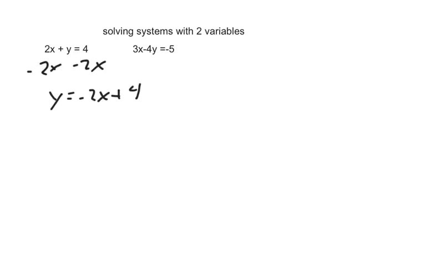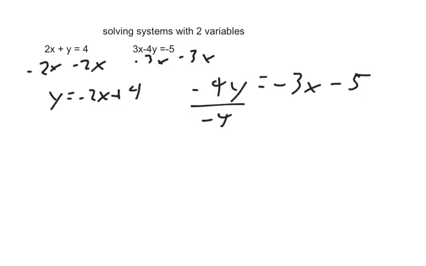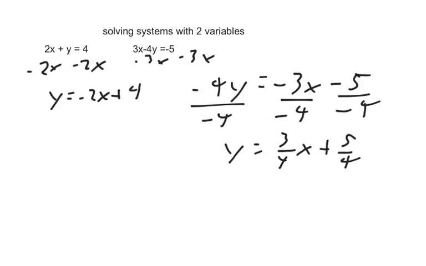And if we're going to solve this one by graphing first, I'm going to set this up to be y equals. Now I should have subtracted 3x over here. So I got negative 4y equals negative 3x minus 5. Divide everything by negative 4. And I got y equals 3/4 x plus 5/4.